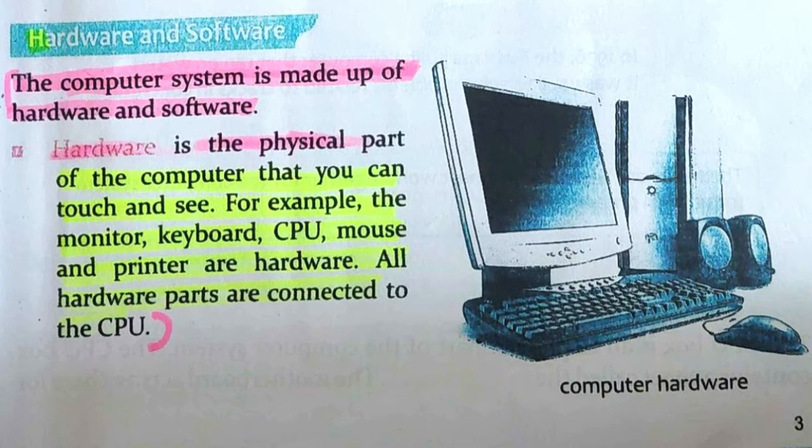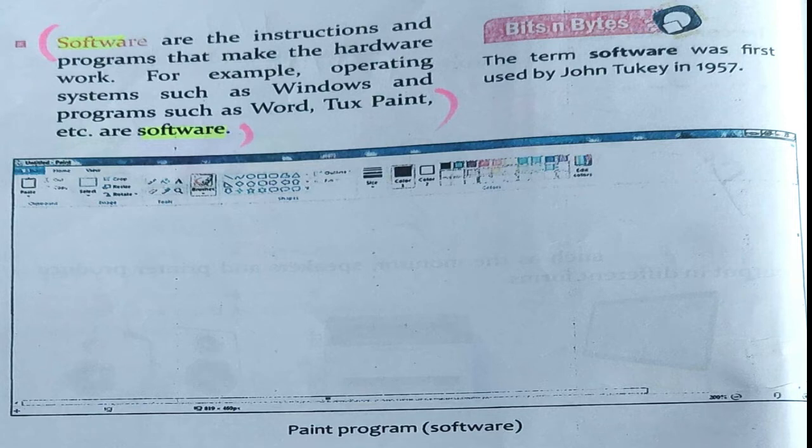Hardware and software. The computer system is made up of hardware and software. Hardware is the physical part of the computer that you can touch and see. For example, the monitor, keyboard, CPU, mouse and printer are hardware. All hardware parts are connected to the CPU. On the right side you see a computer hardware picture. Software are the instructions and programs that make the hardware work. For example, operating systems such as Windows and programs such as Word, Tux Paint, etc.